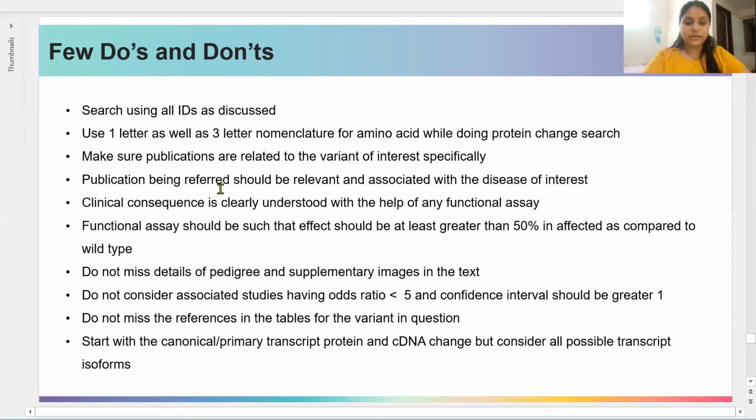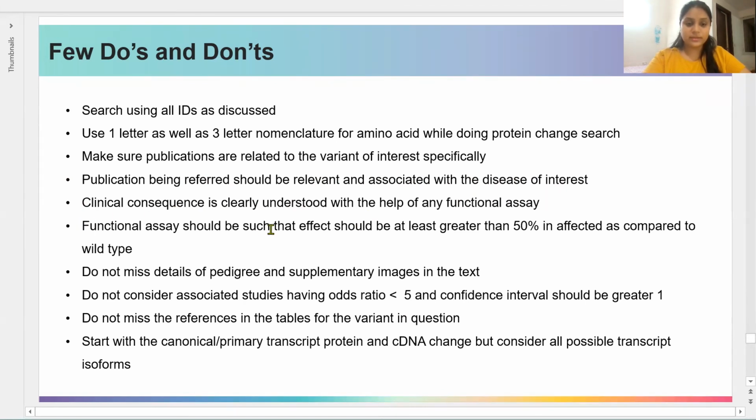The publication being referred to should be relevant and associated with the disease of interest. Sometimes the same variant can be associated with multiple diseases, so you have to make sure that the study you are reading is associated with your disease of interest. The clinical consequence is clearly understood with the help of any functional assay. The functional assay should be specific to that particular gene and the disease that you're studying.